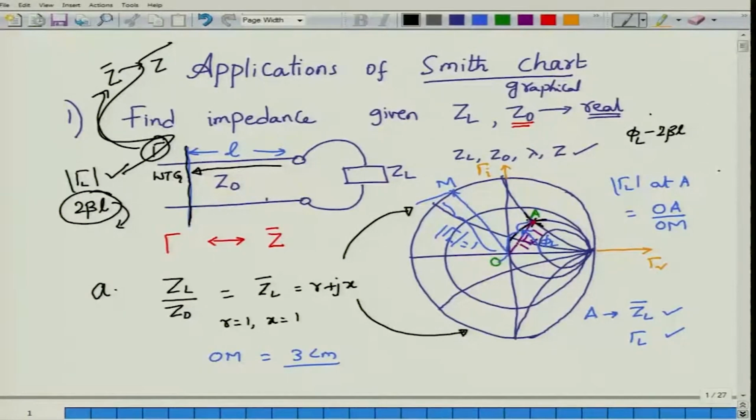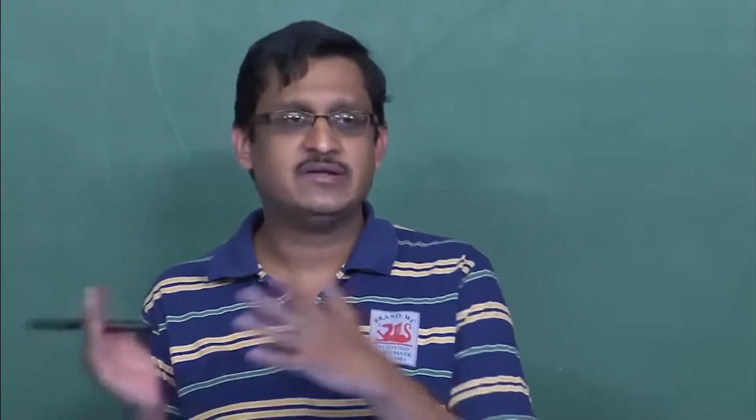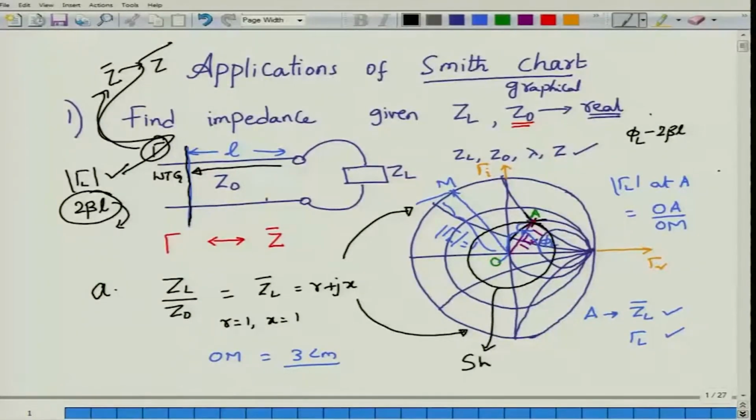If I were to follow that method, first I have to draw a circle. This circle along which the magnitude of gamma L is constant is called the constant gamma L circle. But I also know that a constant magnitude of gamma L will help me calculate the standing wave ratio, and the standing wave ratio would also be constant. So, this circle is called the constant SWR circle. Here this circle has a certain radius, and we will come back to finding the exact SWR value later on, but this is called the constant SWR circle.